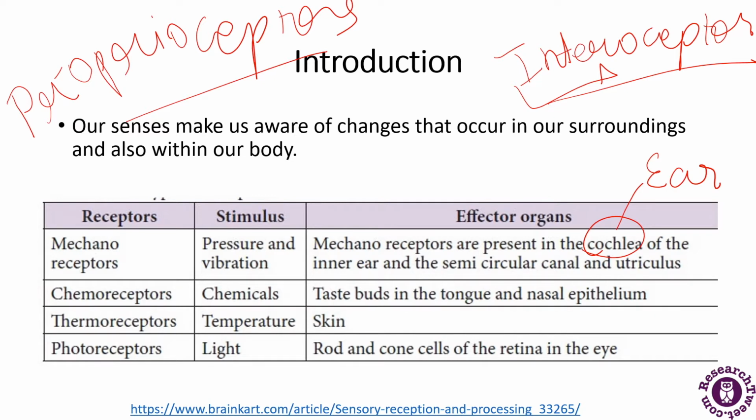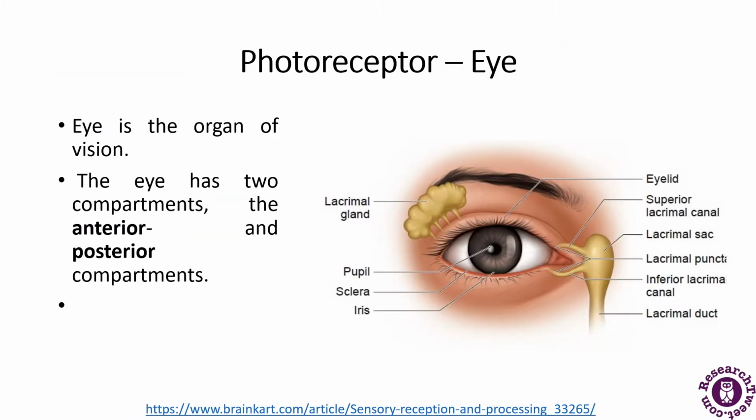Thermoreceptors, thermo, relates to temperature. The effector organ is the skin. Photoreceptors, which means light, are the rod and cone cells of the retina in the eye. The rod and cone cells are responsible for color in the eye. Now, we will be discussing the different kinds of receptors.